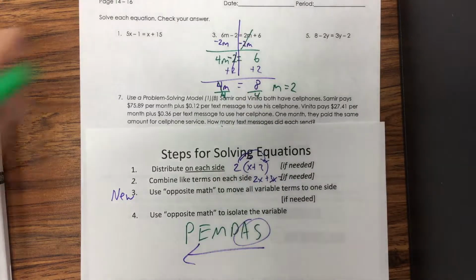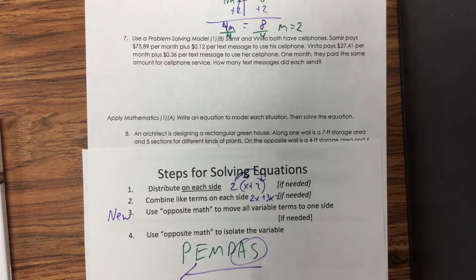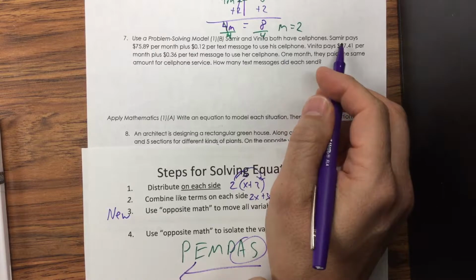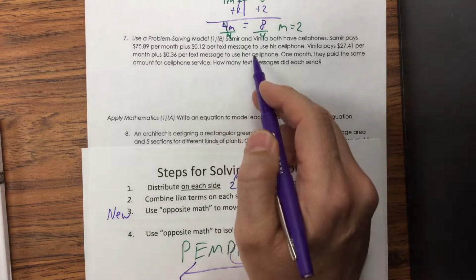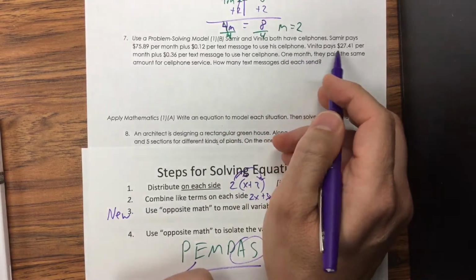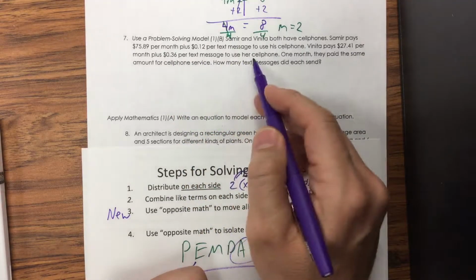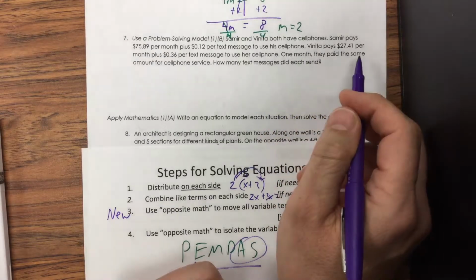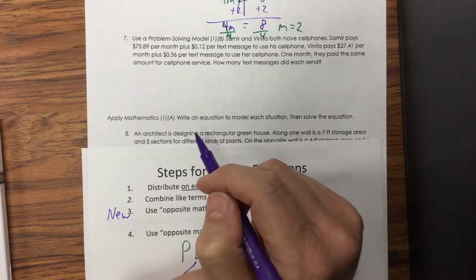All right. Let's take a look at number 7. You have a word problem. So there is no equation until we figure out the equation from the word problem. So Samir and Vanita both have cell phones. Samir pays $75.89 per month plus 12 cents per text message to use his cell phone. Vanita pays $27.41 per month plus 36 cents per text message to use her cell phone. So they have different plans. One month, they paid the same amount for cell phone service. Okay? How many text messages did they each send?